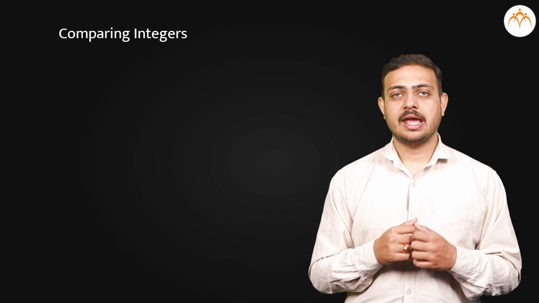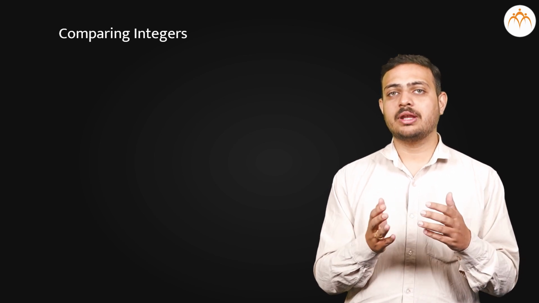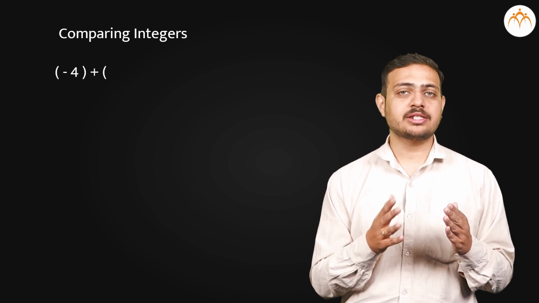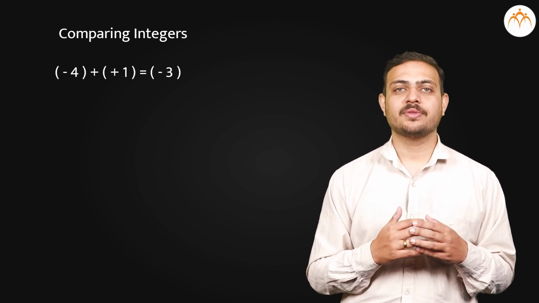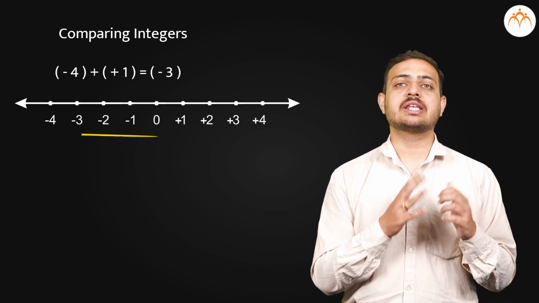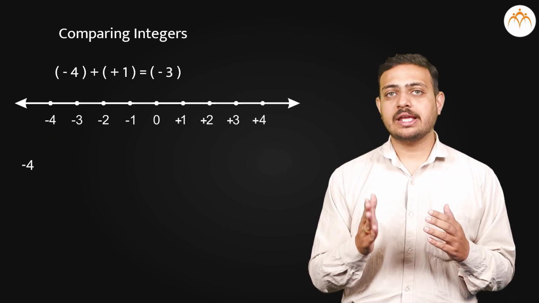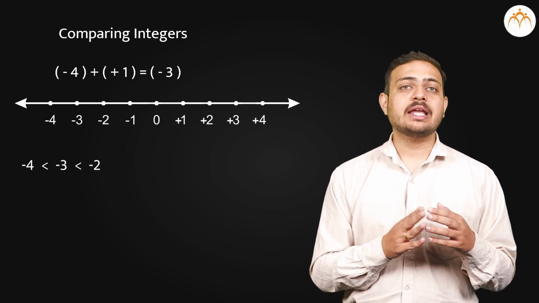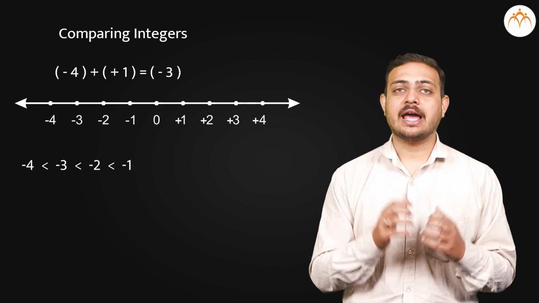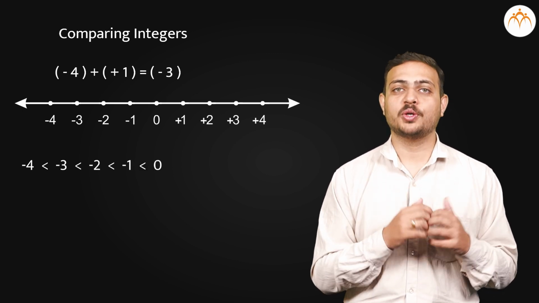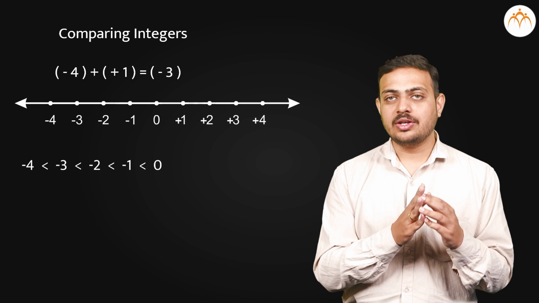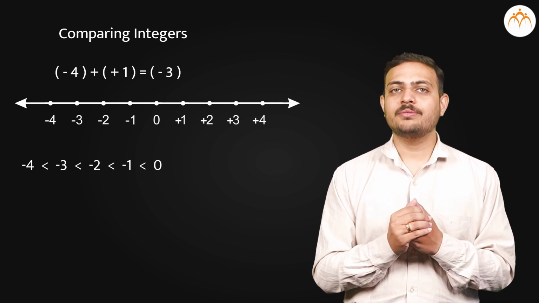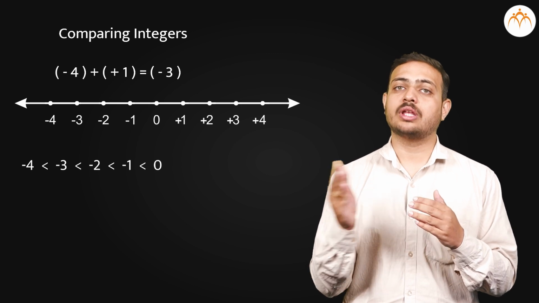Comparing integers. Adding 1 to any number on the number line gives the next number. For example, -4 plus +1 is equal to -3. Observe the left side of 0. -4 is smaller than -3. -3 is smaller than -2. -2 is smaller than -1 and -1 is smaller than 0. Thus, numbers decrease as we move left away from 0. On the right side of 0, numbers increase as we move to the right.